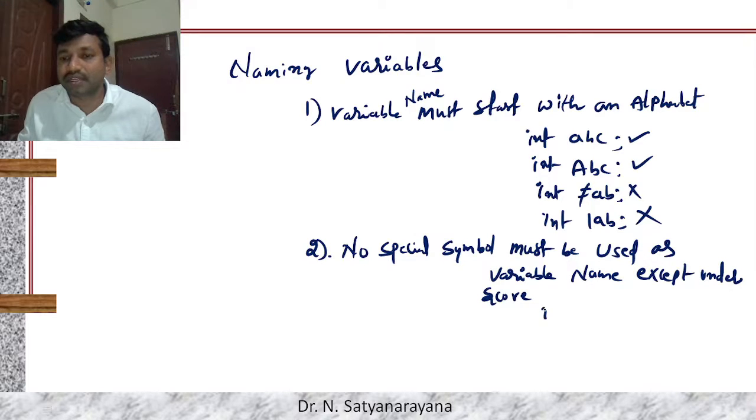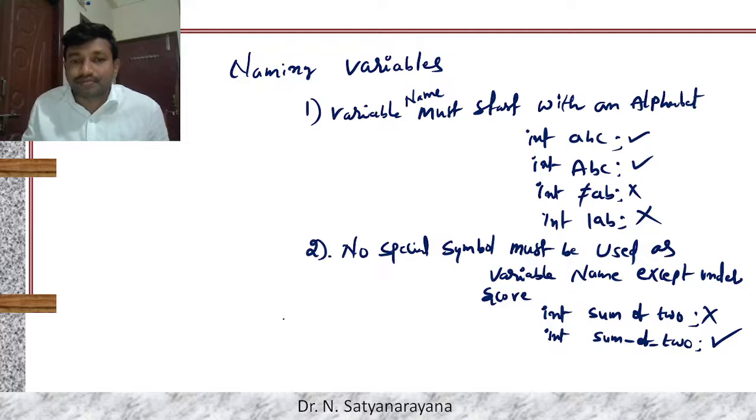In fact, say you can write int sum of two numbers. It is wrong. Space is not allowed as part of the variable name. How do you say it? Int sum_of_2. You can use underscore. This is okay.